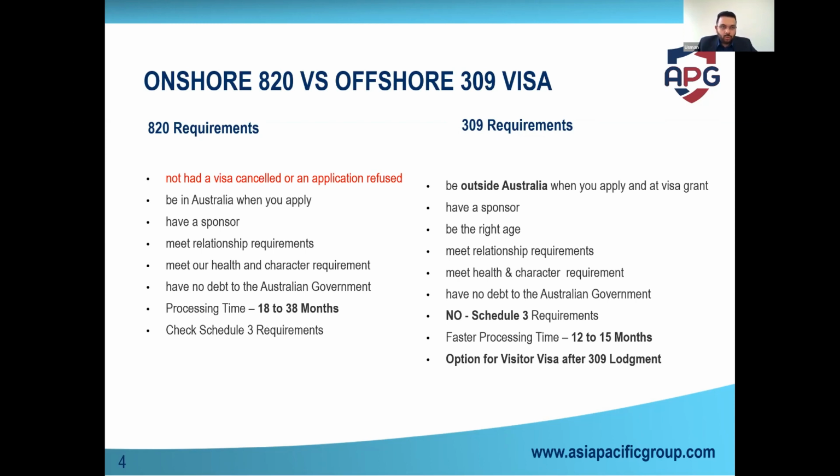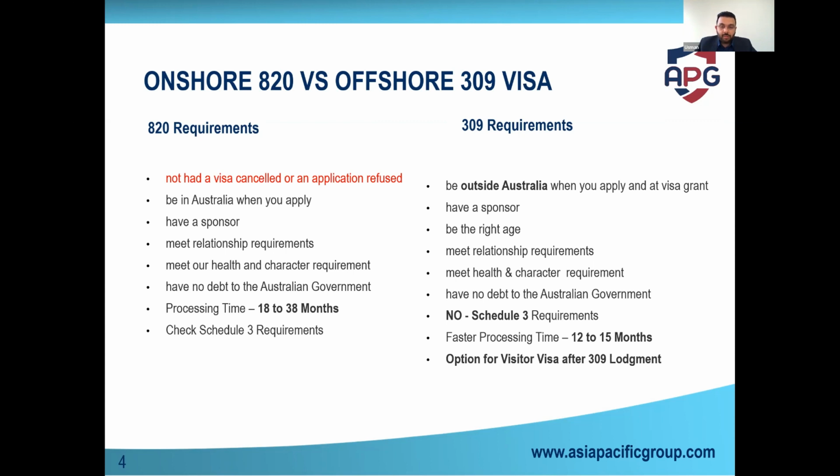Now, when you go with the onshore application, the rules, even though they're very similar, still have some differences. First of all, you should not have had your visa cancelled or an application refused before applying for this visa. Secondly, you have to be in Australia to apply for this visa, obviously, because this is an onshore visa, and you get a bridging visa for this. And then obviously you have to have a sponsorship and relationship documents. You have to meet the health and character requirements as well, and have no debt to the Australian government. Obviously, this is pretty standard stuff.